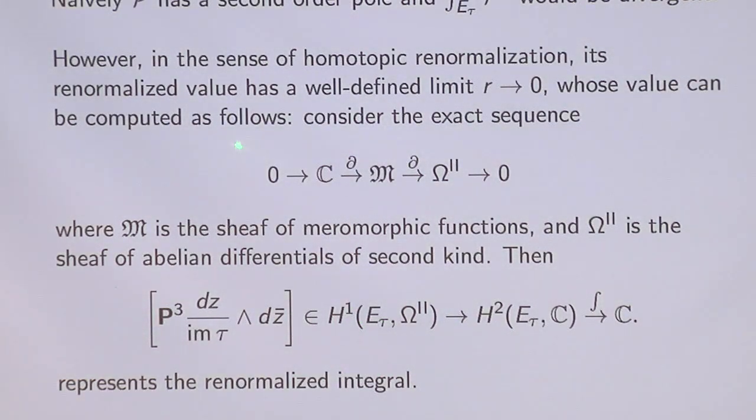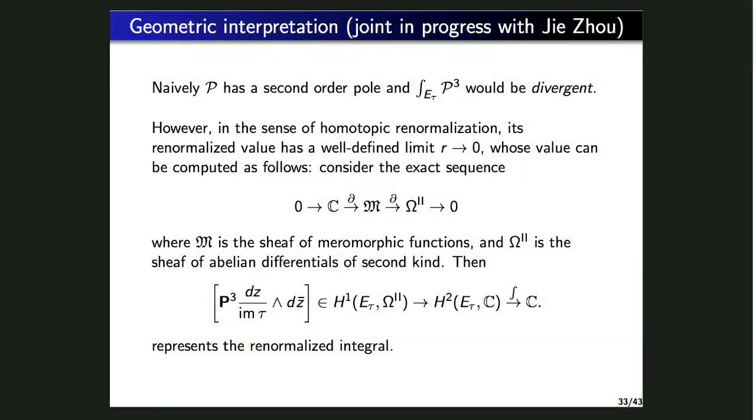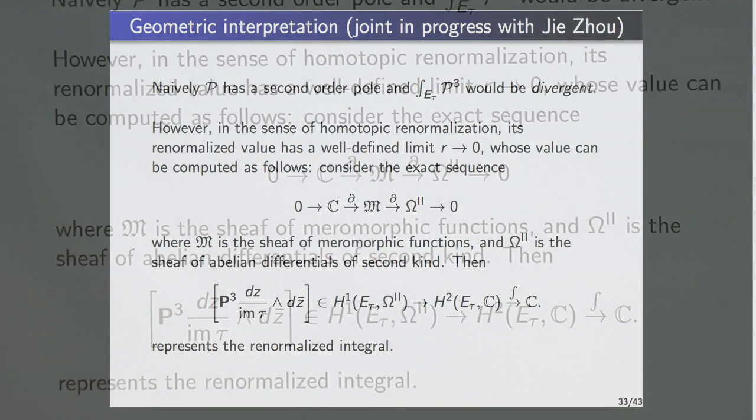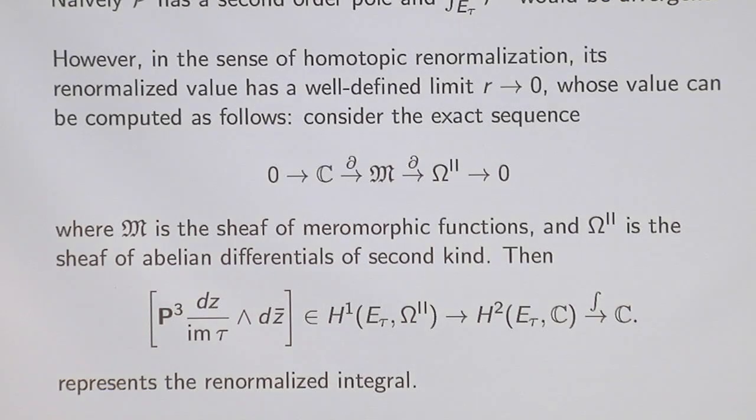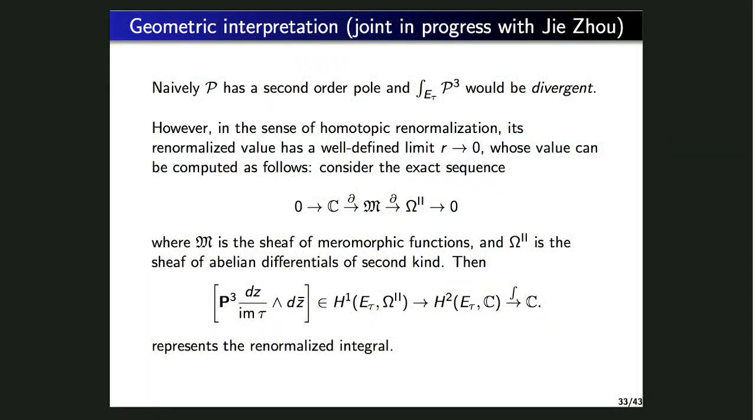And then, because this is an exact sequence, H1 of this sheaf goes to H2 of this one, which is one-dimensional, so that you can integrate to get a number. And this integration map, this connecting map plus this integration, is exactly the renormalized integral for this looking divergent expression. It turns out this algebraic geometric description works for any kind of Feynman diagrams, and actually also works for any Riemann surface. This explains why the series will be finite.